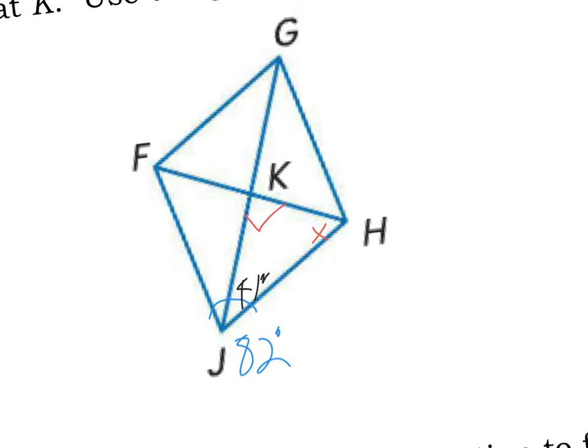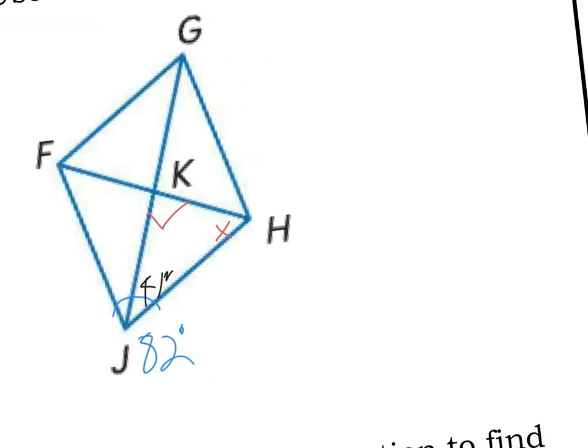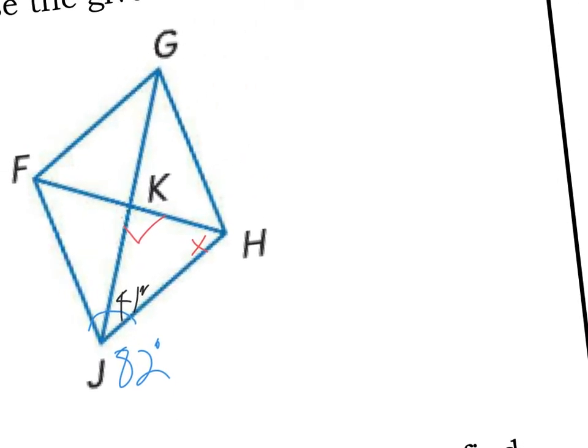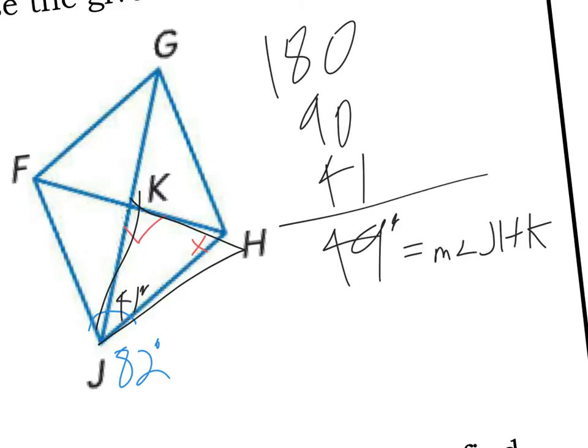And so if I have 41 degrees and I have 90 degrees in my triangle, talking about this triangle right here, then all you have to do is take those away from 180, because all the angles in a triangle add up to 180, and you get 49 degrees for the measure of angle JHK.